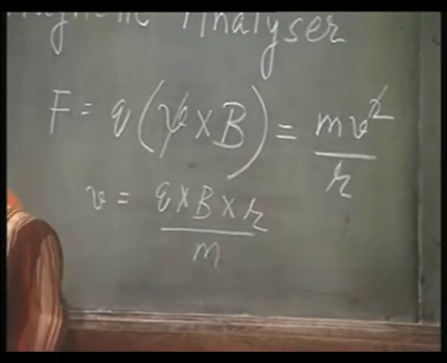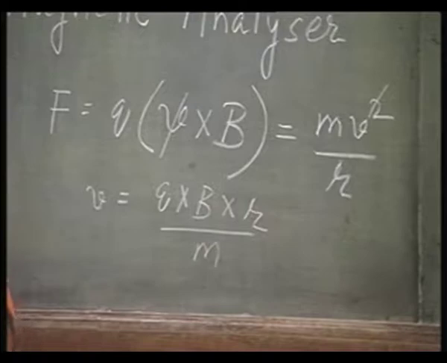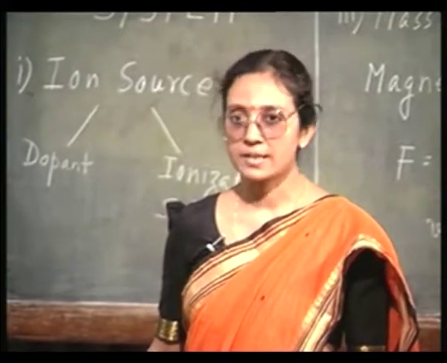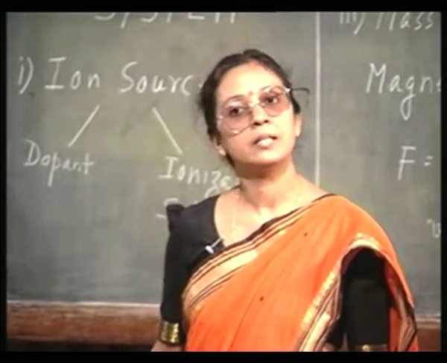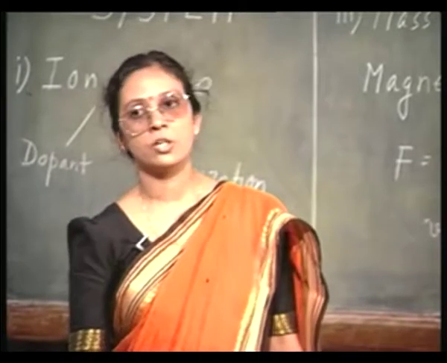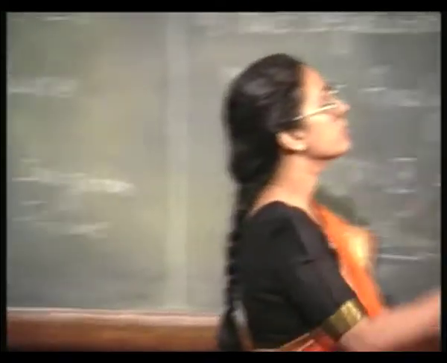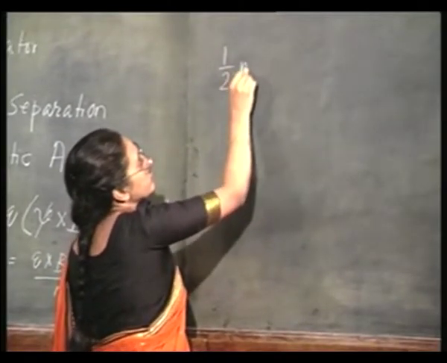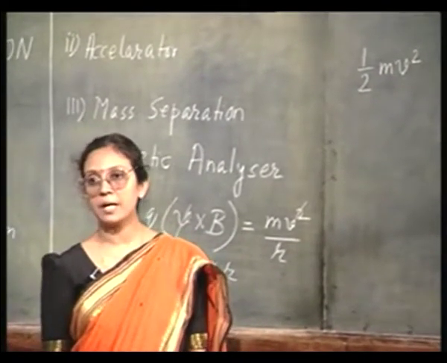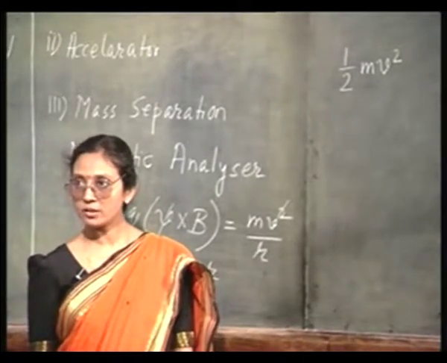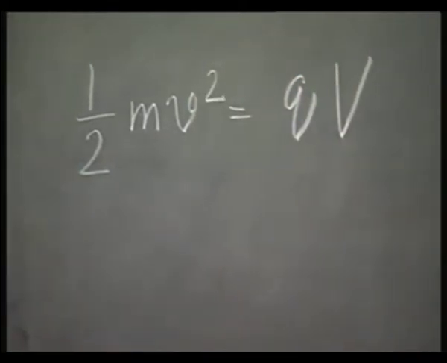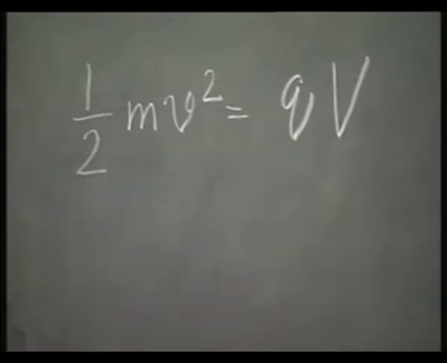At the same time, remember how this velocity was imparted to this ion beam. This velocity was imparted in the accelerator section by using an electric field. So, the kinetic energy of these particles is given by half mv square, and that is imparted by the potential that is applied to it in the accelerator. If that potential is capital V, then this is the relationship, the potential energy gets converted into the kinetic energy.